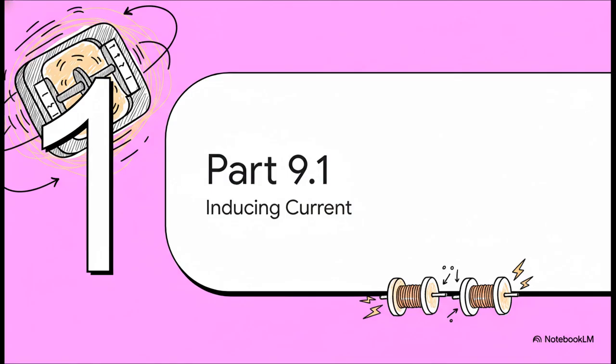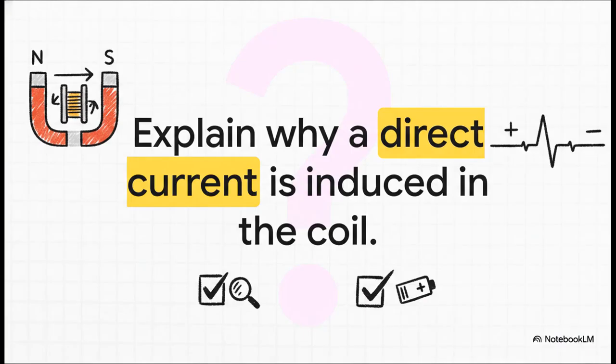Right, let's get started. The first part of the question, 9.1, is all about the fundamental principle of how a dynamo even works in the first place, how it induces a current. So here is the exact wording. The coil is rotated. Explain why a direct current is induced in the coil. Now, pay close attention to the key phrases here. Explain why and direct current. It's a 2-mark question, which is a big clue that we're looking for 2 separate, really important points to make.